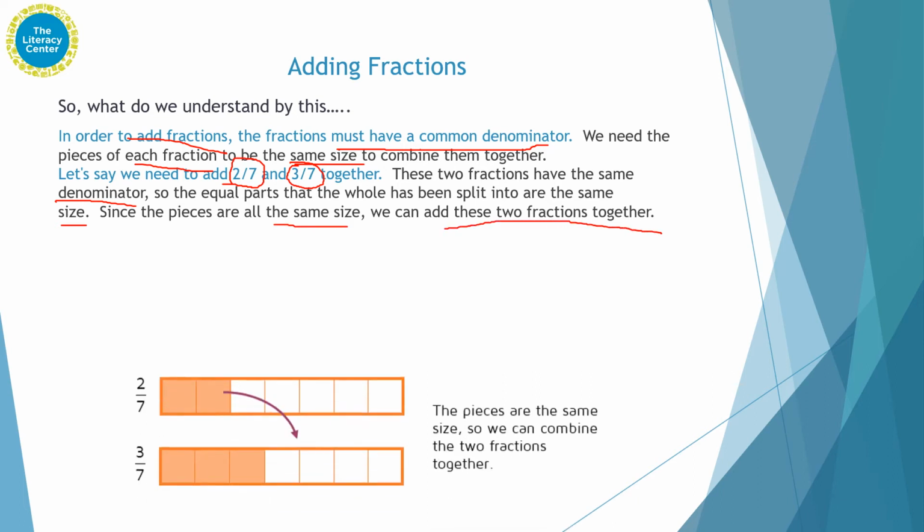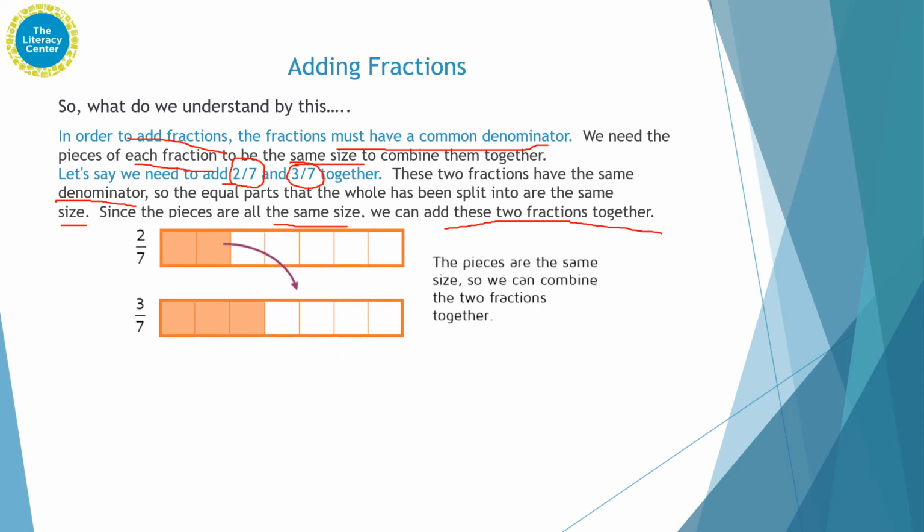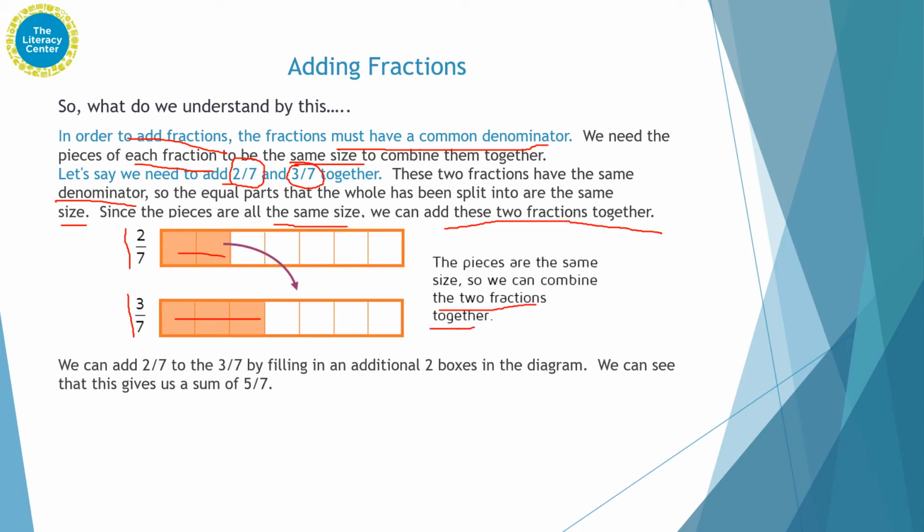Let's see how we can do this. You have a fraction 2 by 7, that is 2 parts out of the 7 equal parts. 3 by 7, that is 3 parts out of the 7 equal parts. The pieces are of the same size, so we can combine them together. We can add 2 by 7 and 3 by 7 by filling in an additional 3 boxes in the diagram. We can see that gives us a sum of 5 by 7.